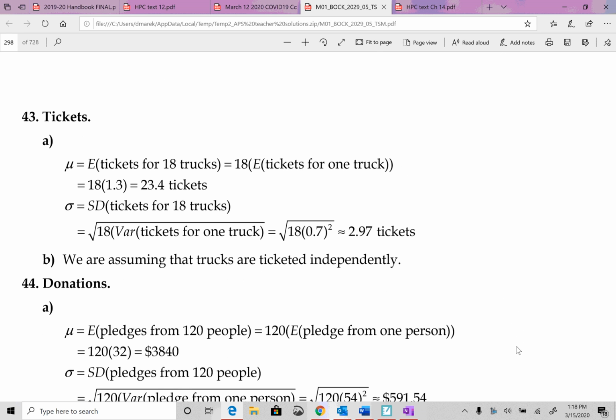For 43, how many tickets is the company going to have to pay here? Again, for the mean, we're just going to take the expected value of tickets for 1 truck, multiply that by 18. And then for standard deviation, again, we're going to have to square the standard deviation, turn it into variance. Then we can multiply. Again, it's a scalar multiple here, so you do multiply the variance, just like you multiplied the mean, but then take the square root and get it back down to a standard deviation.